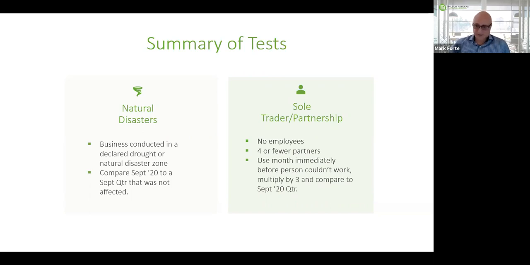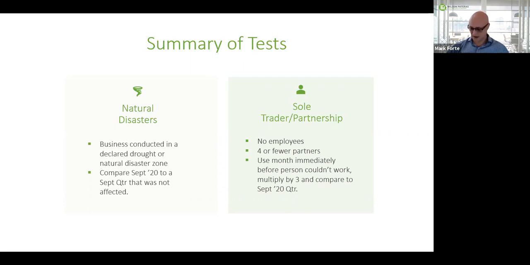And you use the month immediately before a person couldn't work, multiply that month by 3 and compare to the September 2020 quarter. So say, for example, a person was injured on the 15th of August. You go back to the 15th of August 2019. You look at the month of July 2019, multiply that by 3, and you compare that to the September 2020 quarter.